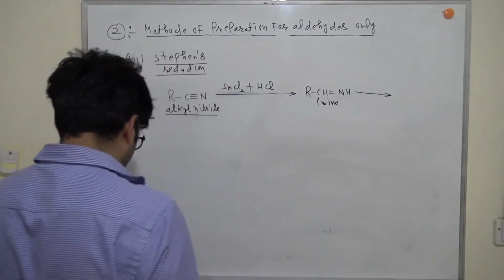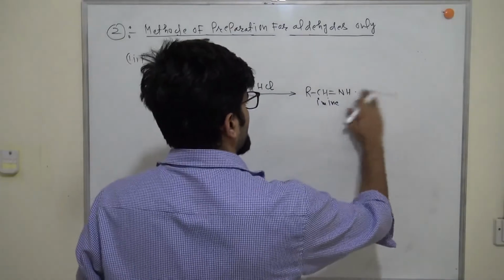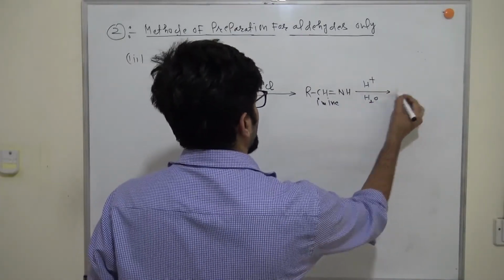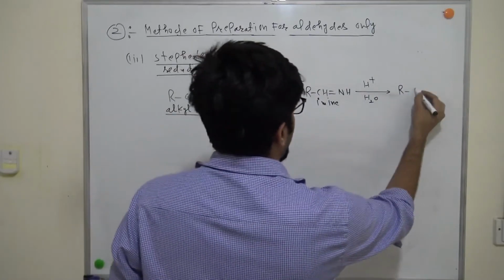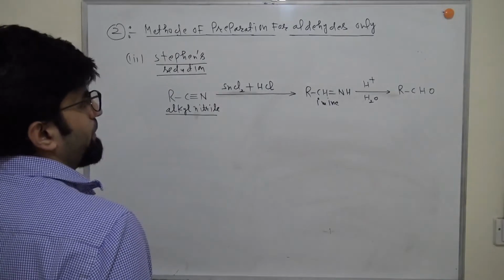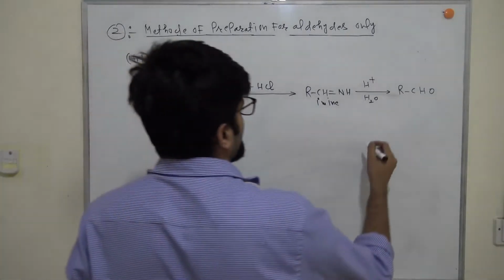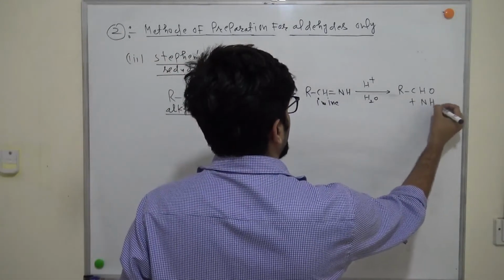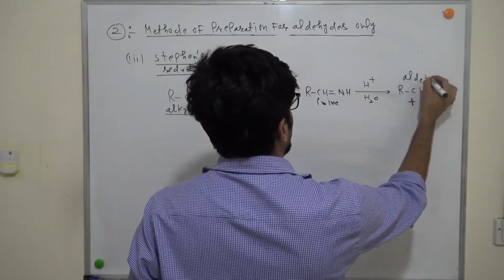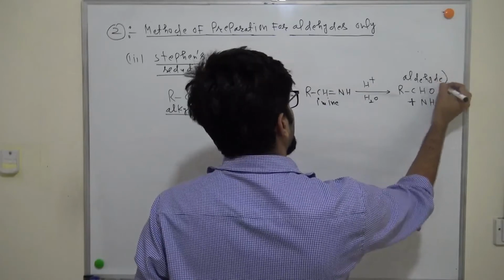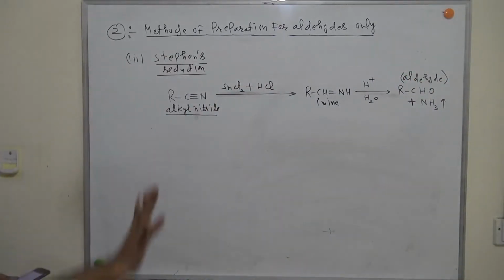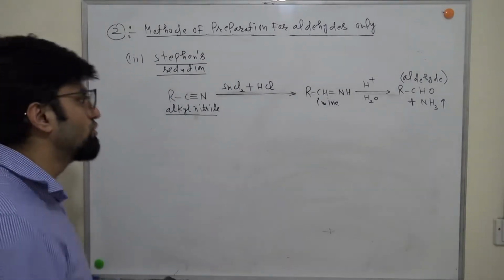on hydrolysis with H+ and H2O, what will we get? RCHO plus ammonia gas. This is known as aldehyde, and this is your Stephen's reduction. Very important name reaction for aldehydes and ketones.